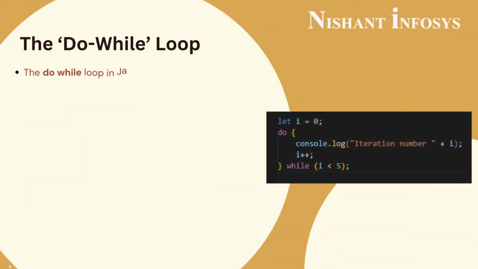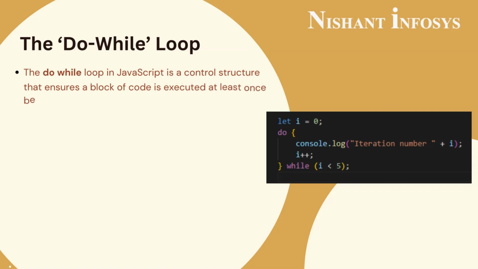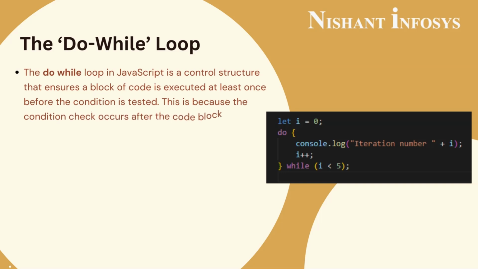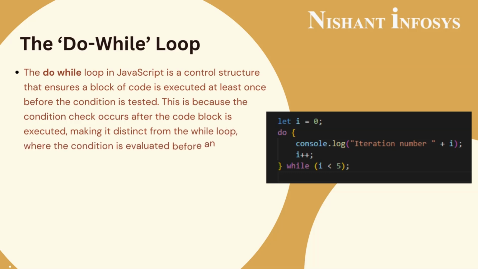After that comes the do-while loop. The do-while loop in JavaScript is a control structure that ensures a block of code is executed at least once before the condition is tested. This is because the condition check occurs after the code block is executed, making it distinct from the while loop, where the condition is evaluated before any code execution.